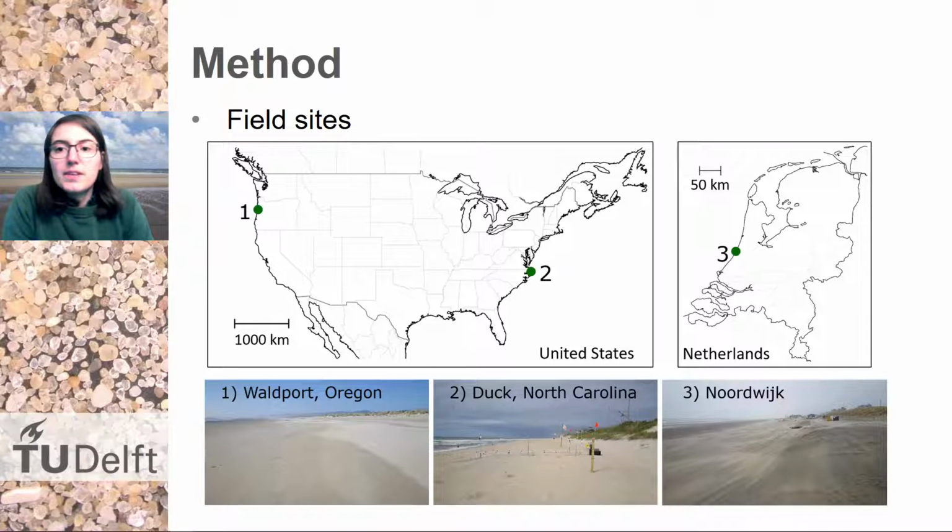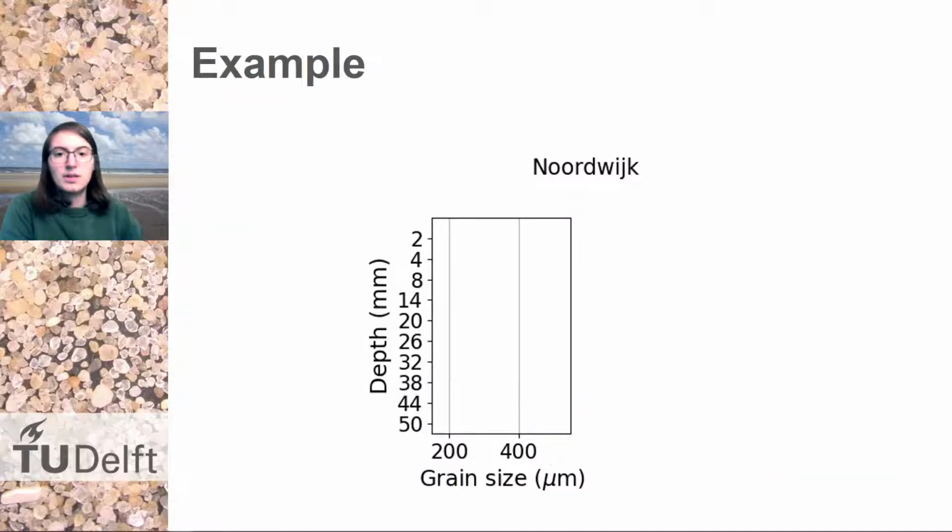We applied this new method at 3 different field sites. One in Newport, Oregon on the west coast of the US, then 2 on the east coast of the US in Duck, North Carolina, and 3 in Noordwijk, the Netherlands. I want to show you an example from Noordwijk to make sure that you understand how much data goes into this, and how we can visualize what we're collecting with the sand scraper.